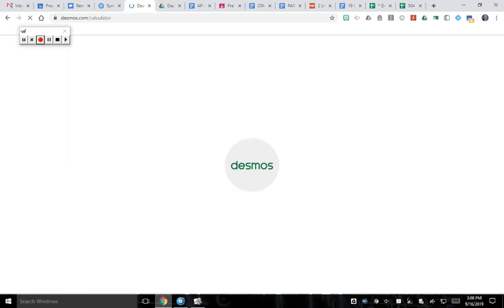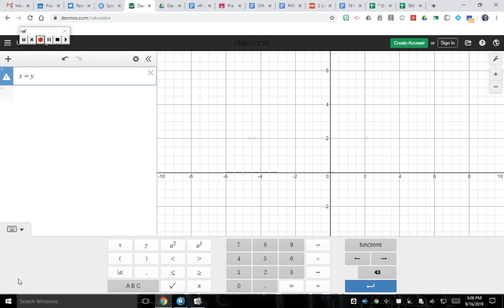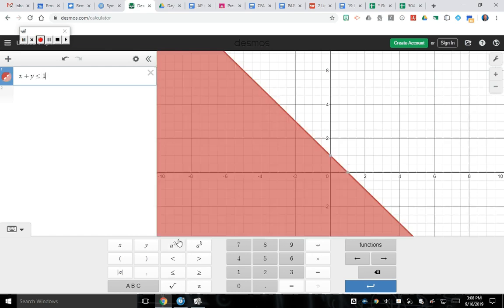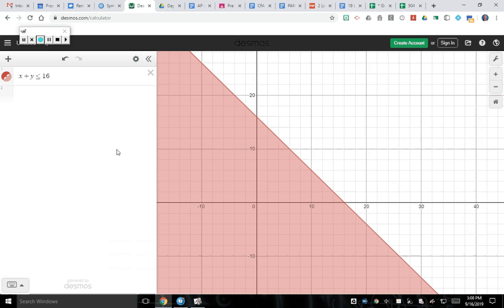So start graphing. And we're going to write, go ahead, Elijah, x plus y is less than or equal to 16. Right here, notice where he's going and clicking. There's my less than or equal to inequality symbol, and I'm going to put 16. Okay? And look, he's zooming out so that he can see this is the line that I just graphed.